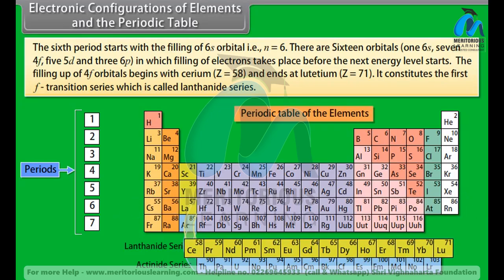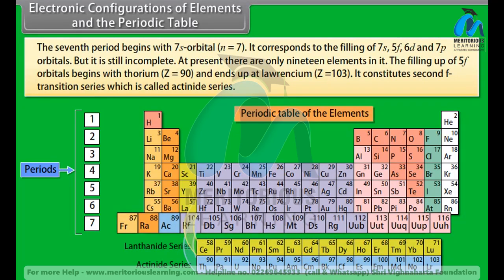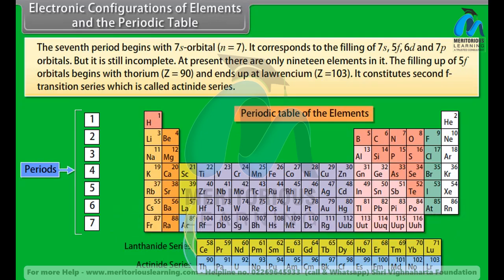The filling up of 4f orbitals begins with cerium, atomic number 58, and ends at lutetium, atomic number 71. It constitutes the first f transition series, which is called the lanthanide series. The seventh period begins with the 7s orbital, that is, n equals 7. It corresponds to the filling of 7s, 5f, 6d and 7p orbitals, but it is still incomplete. At present, there are only 19 elements in it.